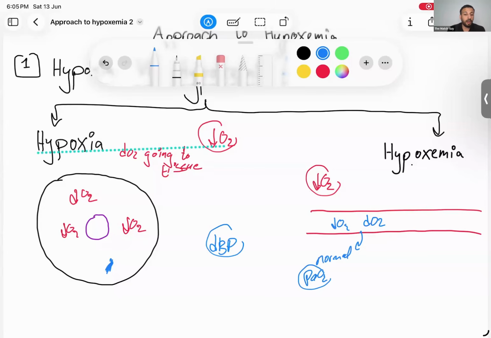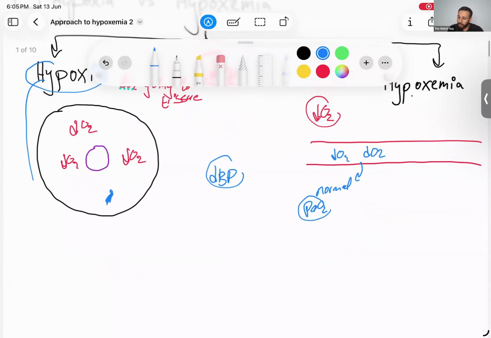Will the cell receive oxygen or not? No. Why? Because there's no blood supply going to the tissue. So although the blood vessel has oxygen, the tissue did not receive oxygen because there is no blood supply in the first place. So hypoxia is the broader term, and it is a consequence, which means that there is less oxygen in the tissue.